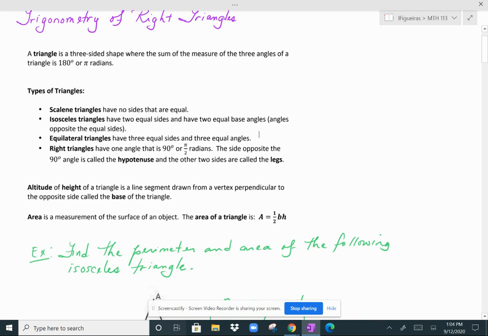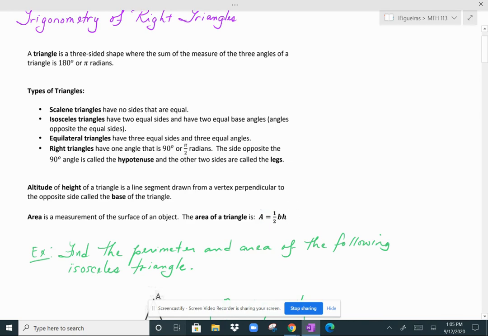The altitude, or the height, of a triangle is a line segment drawn from a vertex on the triangle that is perpendicular to the opposite side. Remember, perpendicular means that it creates a 90-degree angle. With right triangles, because there's already a 90-degree angle, the altitude will be one of the legs. But for other triangles, you would have to draw that height perpendicular to the side opposite of it, which is called the base. So the area is measured by taking 1/2 of the base times the height.